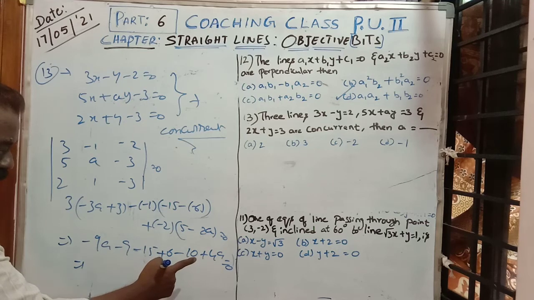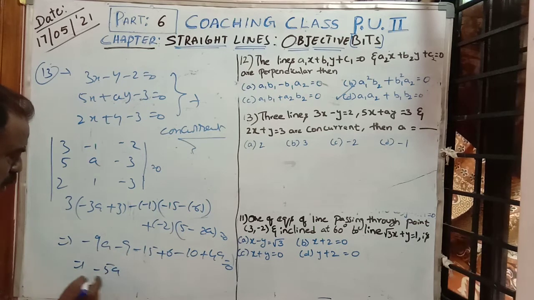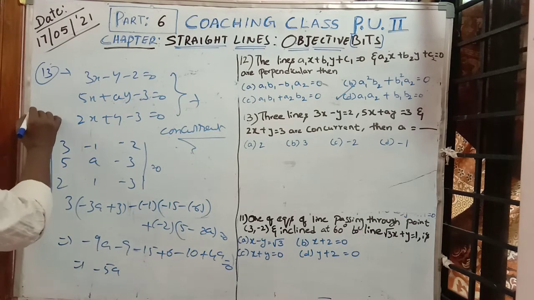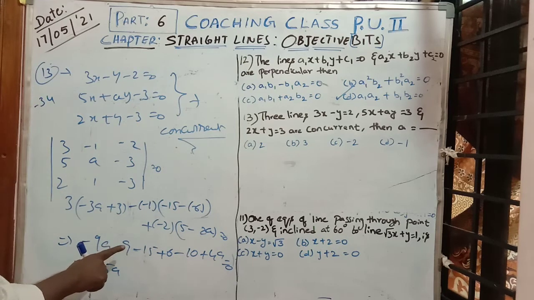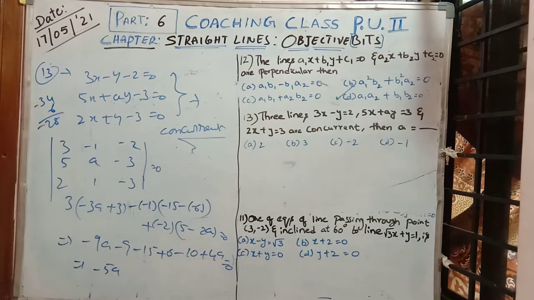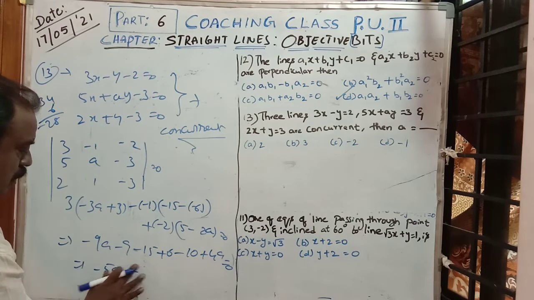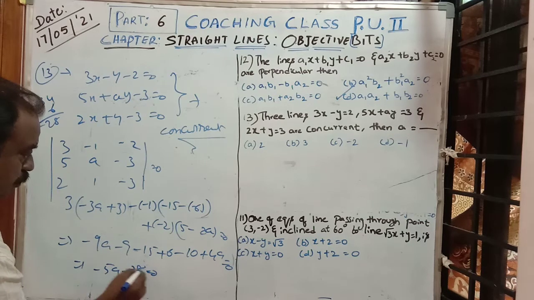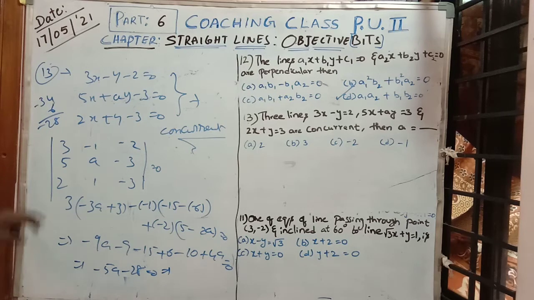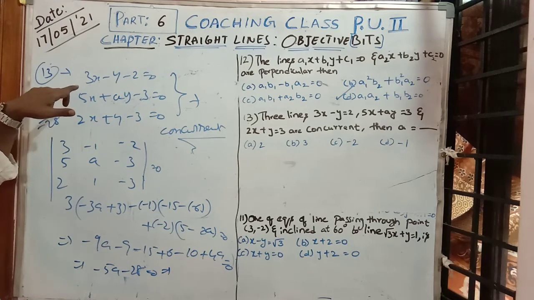So it is minus 5a, minus 9 plus 4. And here it is minus 24, minus 34. Minus 9, minus 15, minus 24, minus 10 and plus 6. So it is minus 28, I think. Somewhere it is wrong, I think. By taking the question, I don't know.